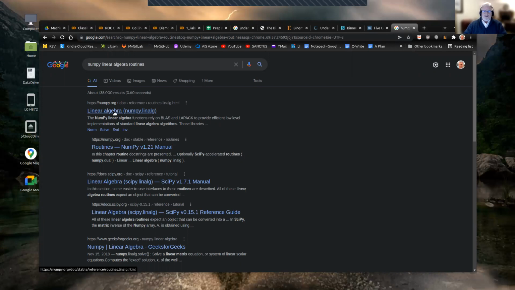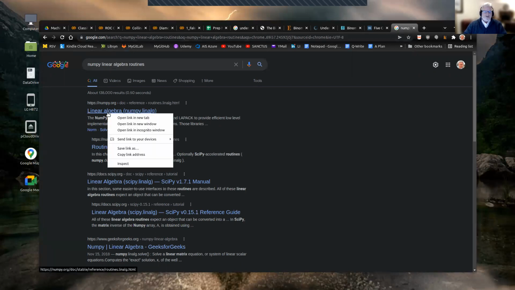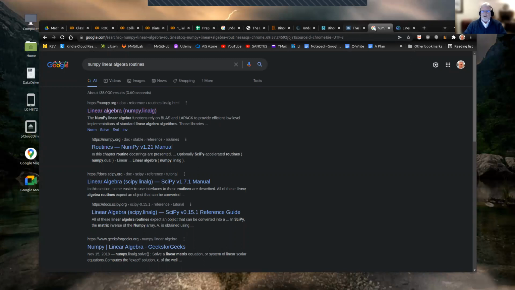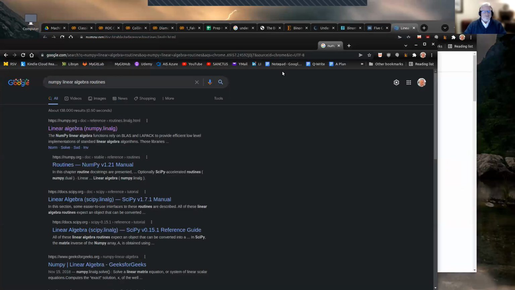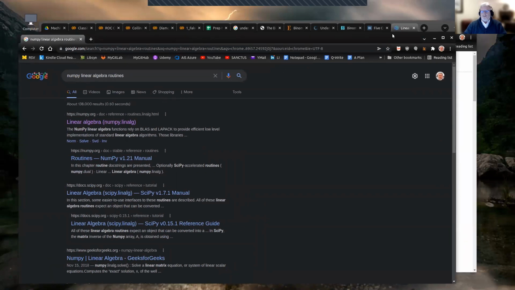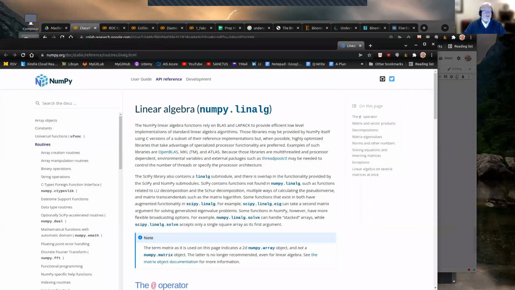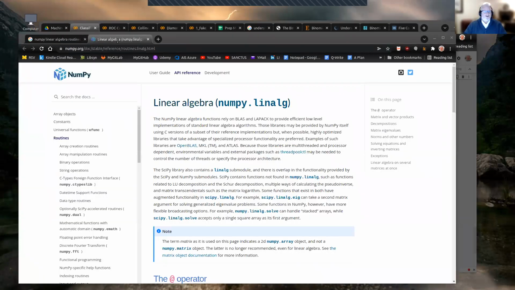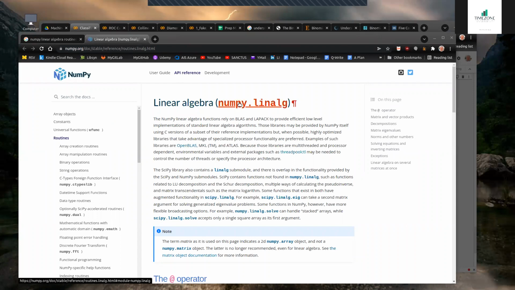Just so that I keep this tab untouched, I'm going to right click and say open link in new tab. And so I don't mix it up with this other window, I'm going to bring that down here. Hugo, Sun, let me know if I should increase my resolution for any reason. Yeah, I think it's fine. Okay, good. It's great.